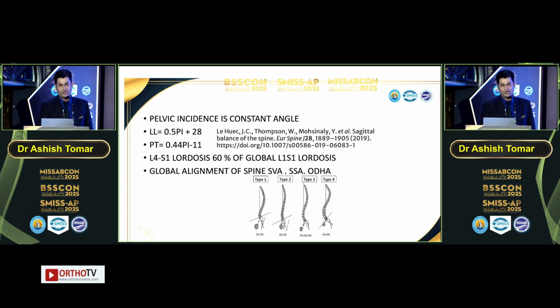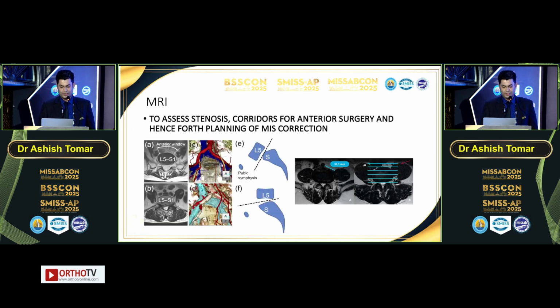This is very, very important because we are fusing from behind, posteriorly, we are doing TLIFs, and we are creating flat backs, and then that creates the problem and future of adjacent segment disease and everything. So another important thing is global alignment angles: SVA, SSA, and ODHA. SSA is a very good angle. It is 135 plus or minus 8 degrees, and we routinely use it.